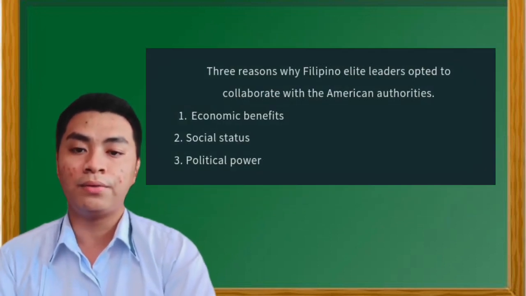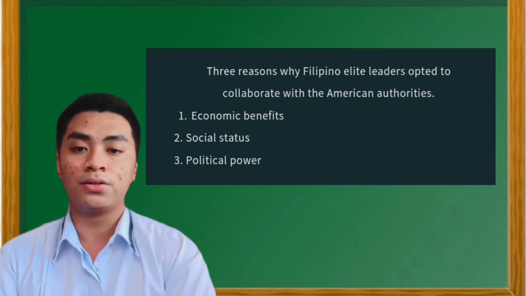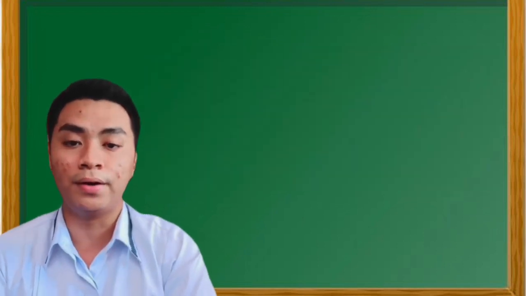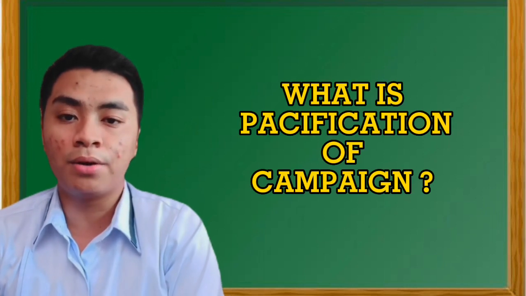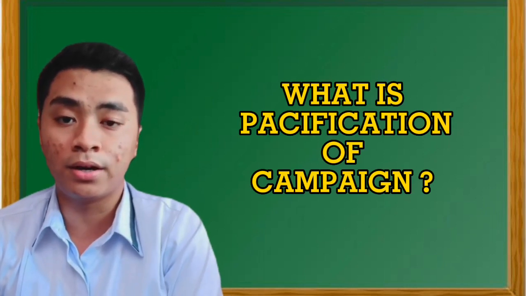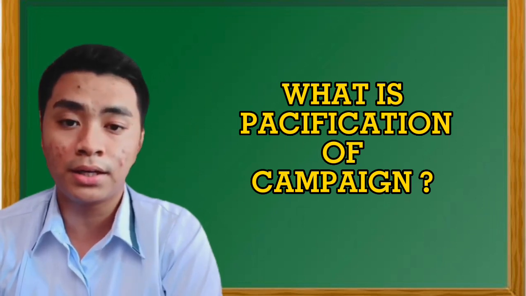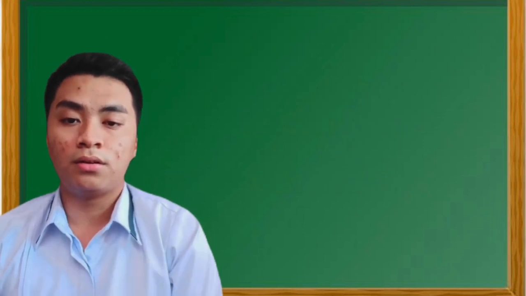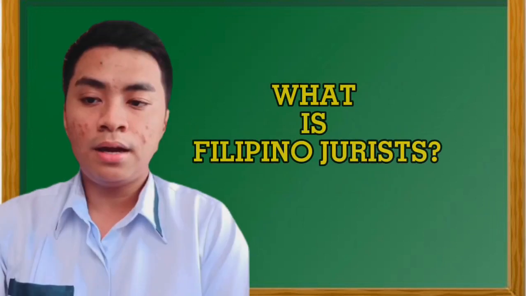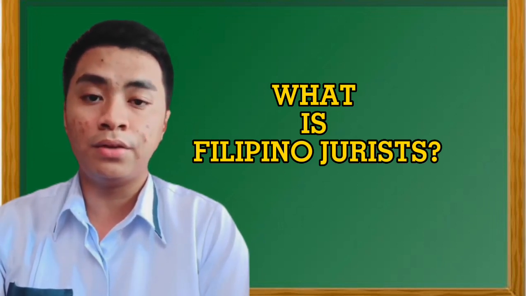Three reasons why Filipino elite leaders opted to collaborate with the American authorities: economic benefits, social status, and political power. What is the pacification campaign? This is an attempt to create or maintain peace in a particular area in the Philippines. It involves military efforts to maintain peace and end a rebellion. What is a Filipino jurist? Why did the Americans create organized civil courts and appoint Filipino jurists?